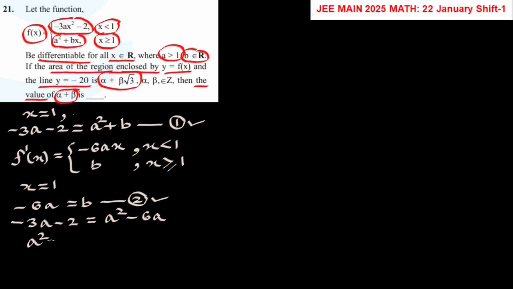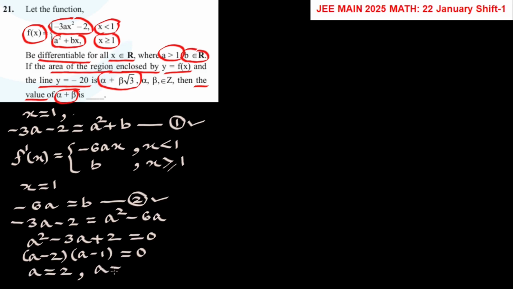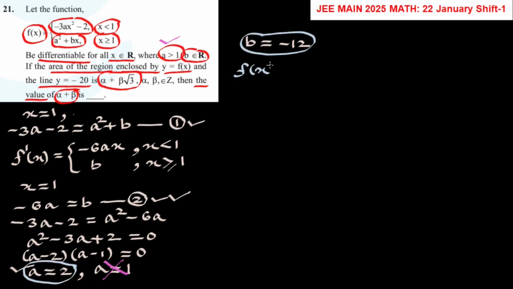That gives a square minus 3a plus 2 equals 0. (a minus 2) into (a minus 1) equals 0 gives a equals 2 and a equals 1. But since a is greater than 1, we have to reject a equals 1. Now with a equals 2, from equation 2 we get b equals minus 12. So f(x) becomes minus 6x square minus 2 and 4 minus 12x.